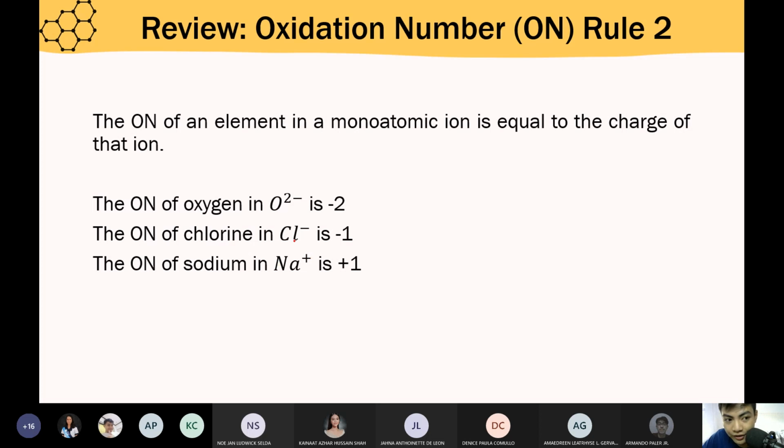Chloride ion, Cl minus. Monoatomic yan, and its charge is negative 1. So, ibig sabihin, its oxidation number is also negative 1. For Fe3+, what's the oxidation number? It's positive 3, because this is a monoatomic ion. So, again, for rule number 2, it just pertains to monoatomic ions. Whatever the charge of your monoatomic ion, yun na yung kanyang oxidation number.